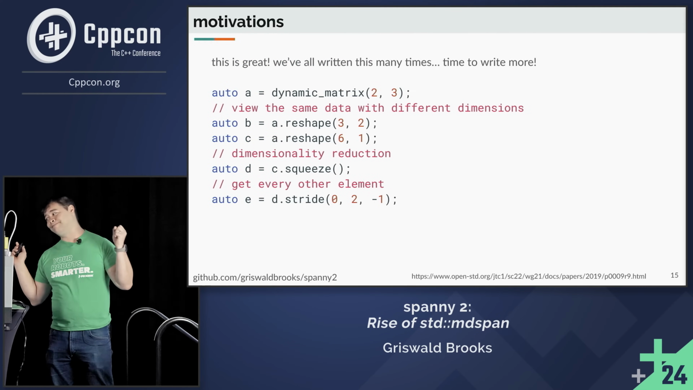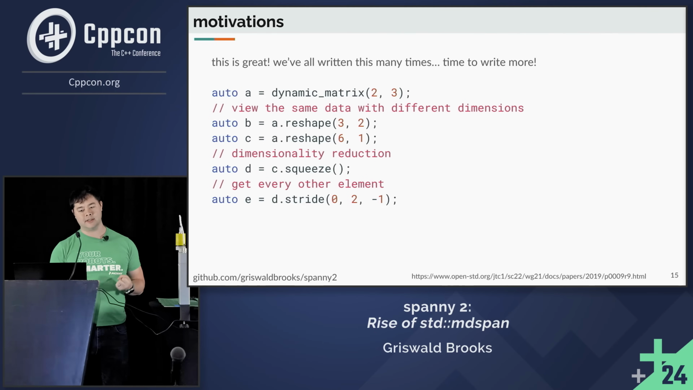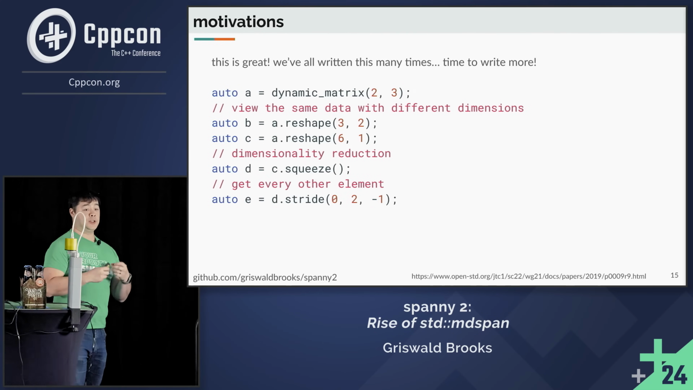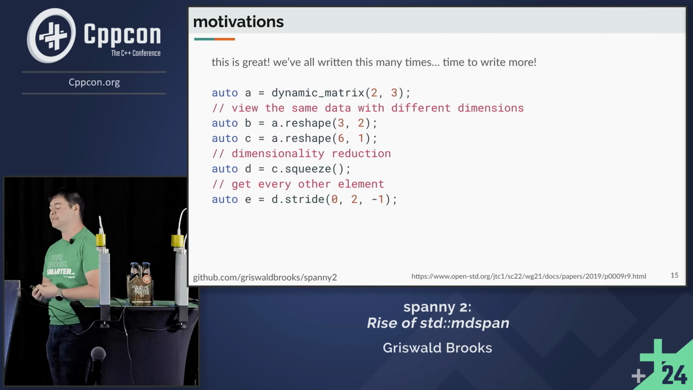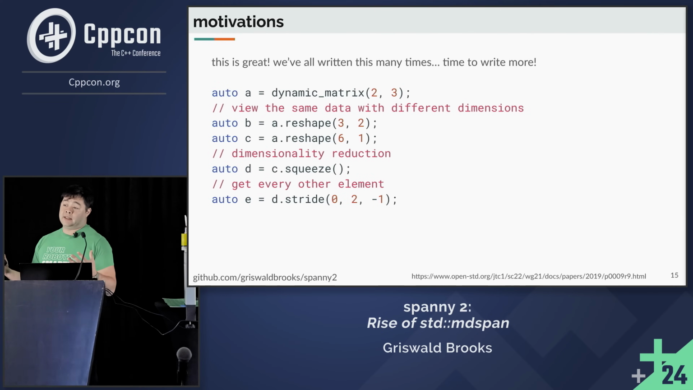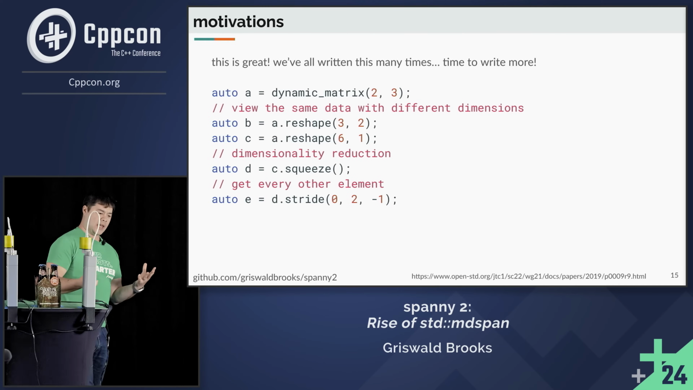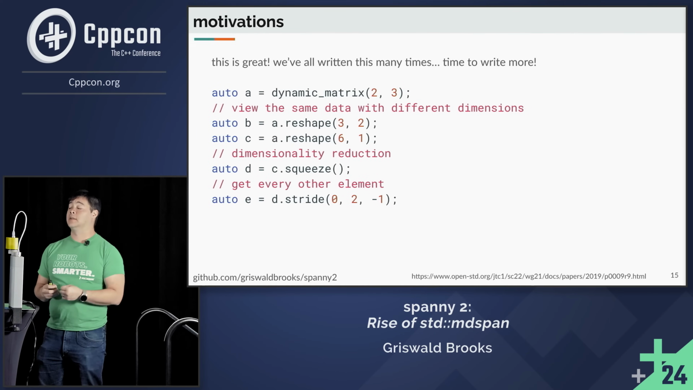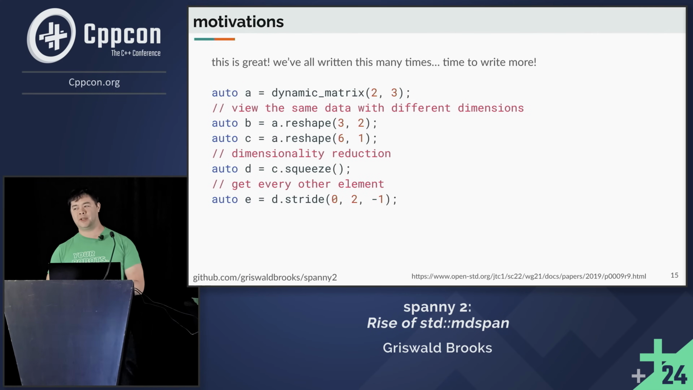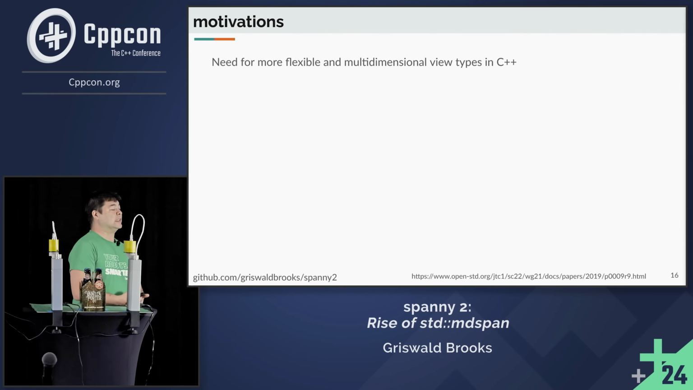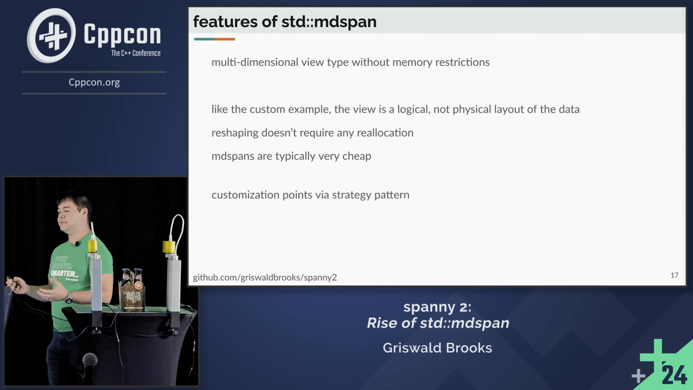We don't do anything. Though anyone who's actually worked with multidimensional data likes to have a few more tools, right? They like to have reshape. So let's say I've got this 2x3 matrix. What if I'd like to look at it as a 3x2 matrix? What if I'd like to look at it as a 1x6 matrix? What if I'd like to take my 1x6 matrix and turn it into a pure 6-element thing, reducing the dimensionality? And of course, what if I want to look at every other element of my matrix instead of taking all of them at once? There's a lot of code that we'd end up having to write. So clearly, C++ needs a more flexible multidimensional view type, which is where mdspan comes in.